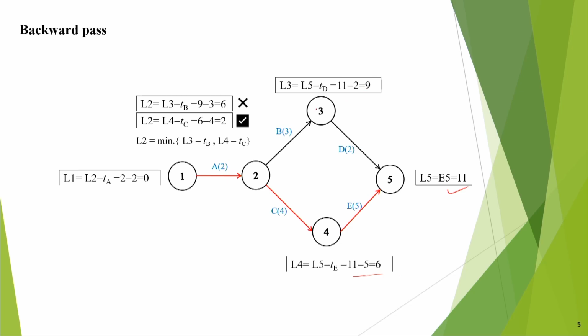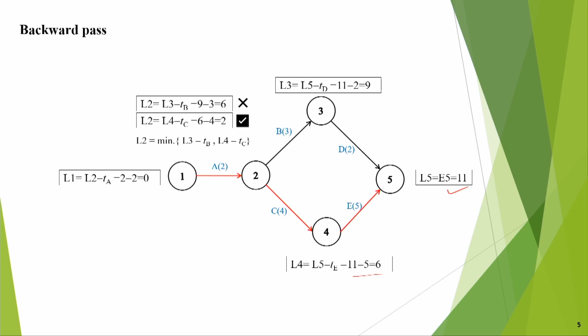So you have come up to that, but then when you go to event 2, you see there are two paths. So you have to say that one value of L2 will be L3 minus TB, that is 9 minus 3 is equal to 6. Another value will be L2 is equal to L4 minus TC, that means this time it will be L4 minus TC.